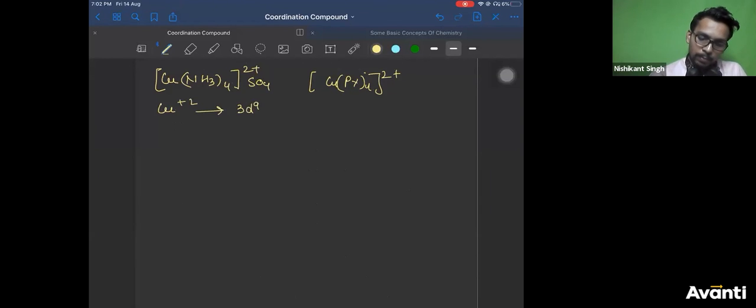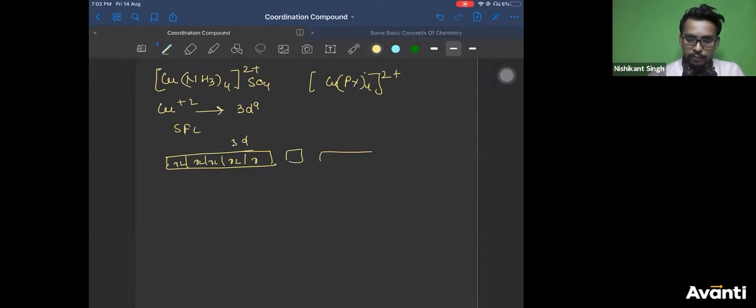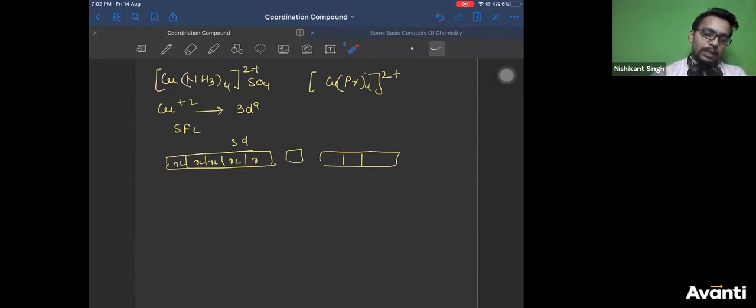So again, ammonia is a strong field ligand. If you explain the geometry of 3d9, I'll go a little fast, guys. 1, 2, 3, 4, 5, 6, 7, 8, 9. 3d, 4s, 4p. Coordination number 4 means sp3 or dsp2. So we can clearly say no d orbitals are empty. So what should the hybridization be?